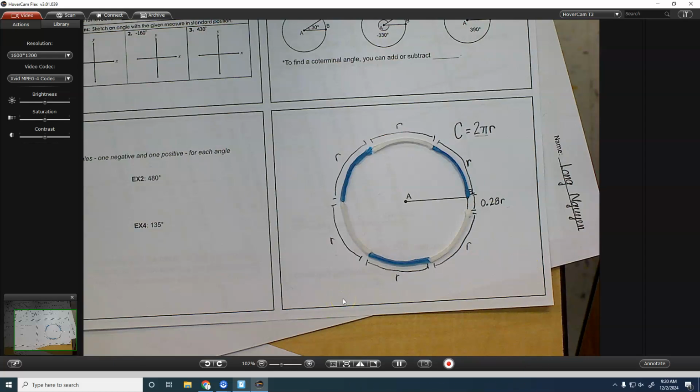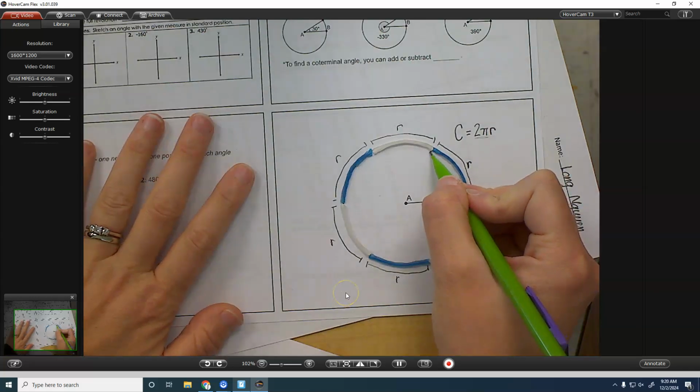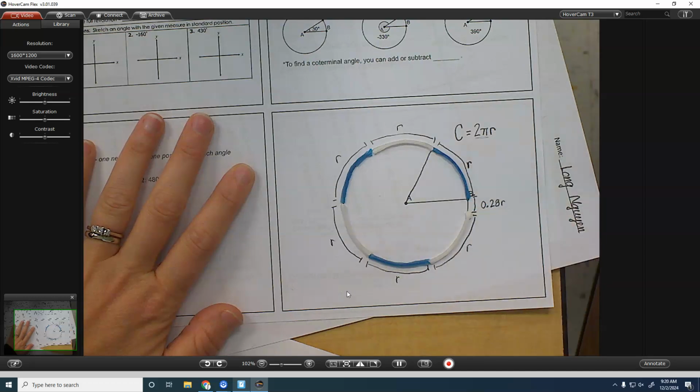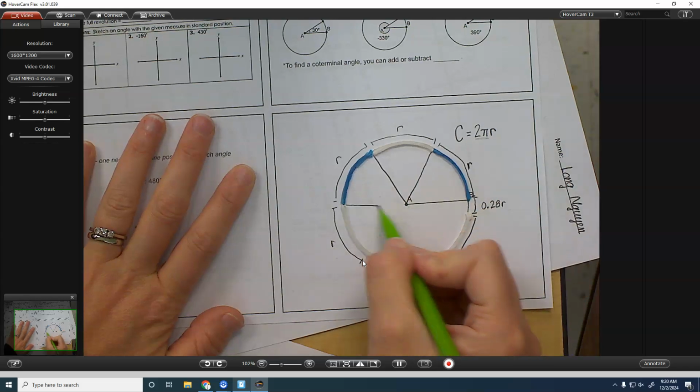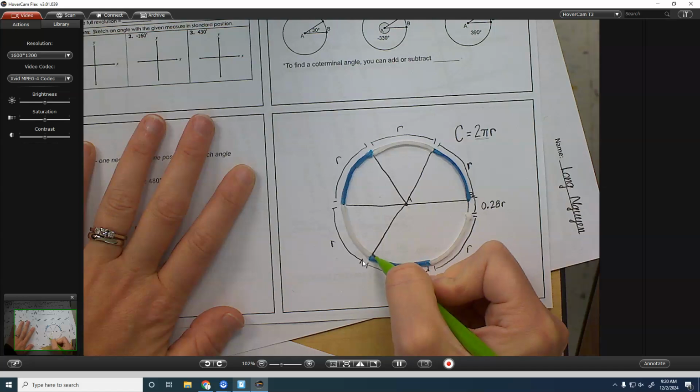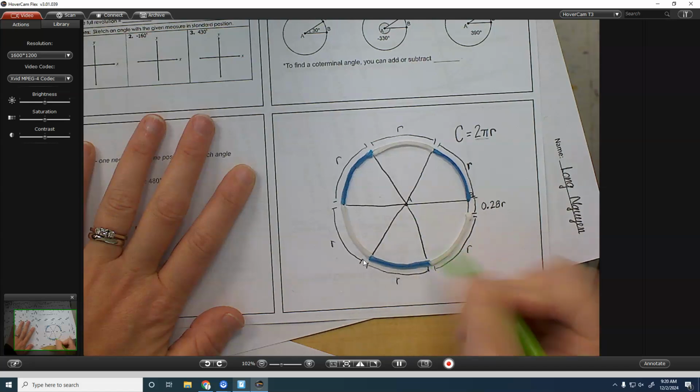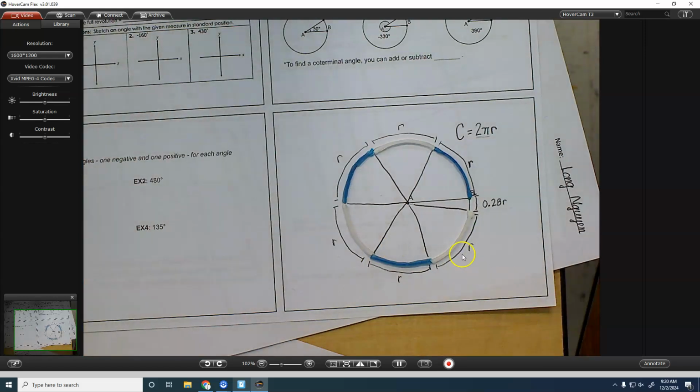Now, here is why we have to learn about this. If I take my pencil and I draw a line to each one of these little endpoints here, what do you notice about all those slices of the pie, except for the teeny tiny one? They're all the same size, right? All of them are the same size.